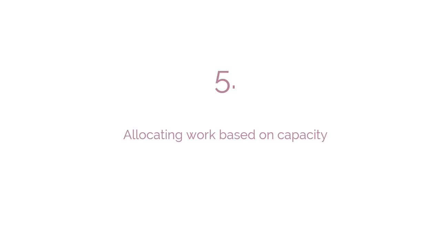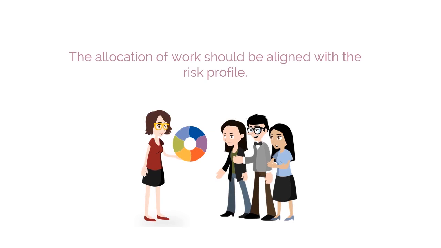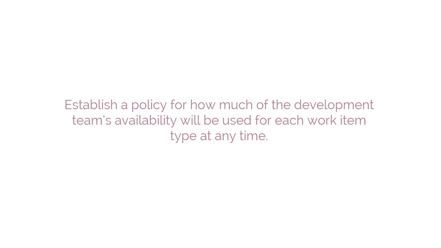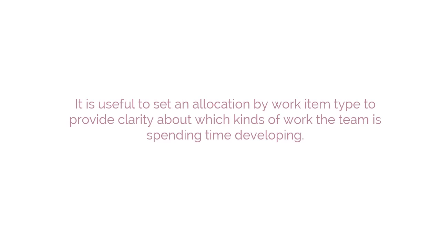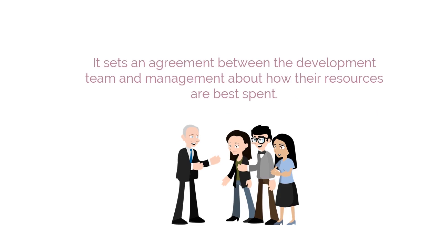Let's look at another practice involving allocating work based on capacity. The next step is to determine work capacity and allocate work based on the capacity of the Kanban system. The allocation of work should be aligned with the risk profile. Relative priorities can be set for each work item type. Establish a policy for how much of the development team's availability will be used for each work item type at any time. It is useful to set an allocation by work item type to provide clarity about which kinds of work the team is spending time developing. It sets up an agreement between the development team and management about how their resources are best spent.